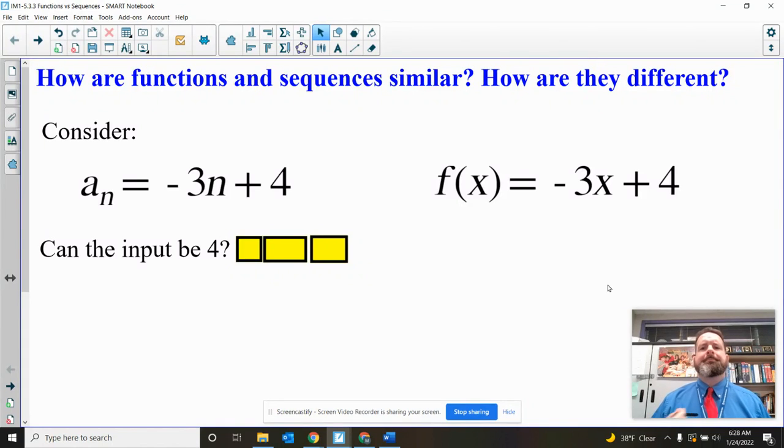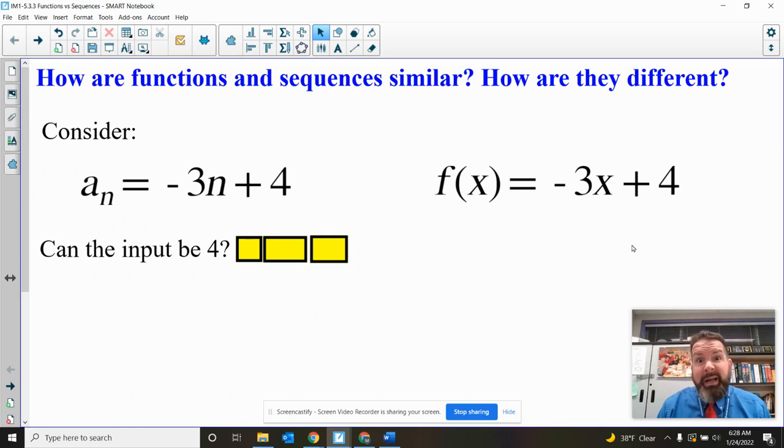So our goal with this one is to look at two equations that are very similar. For example, take a look at this. This is a sequence that is described as doing -3 times the sequence term plus 4. And then over here we have function notation. So a function f of x equals -3x plus 4.